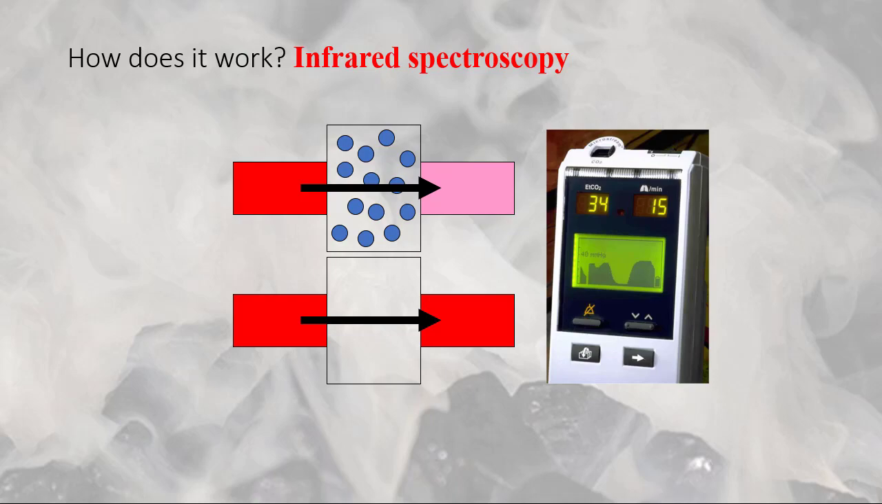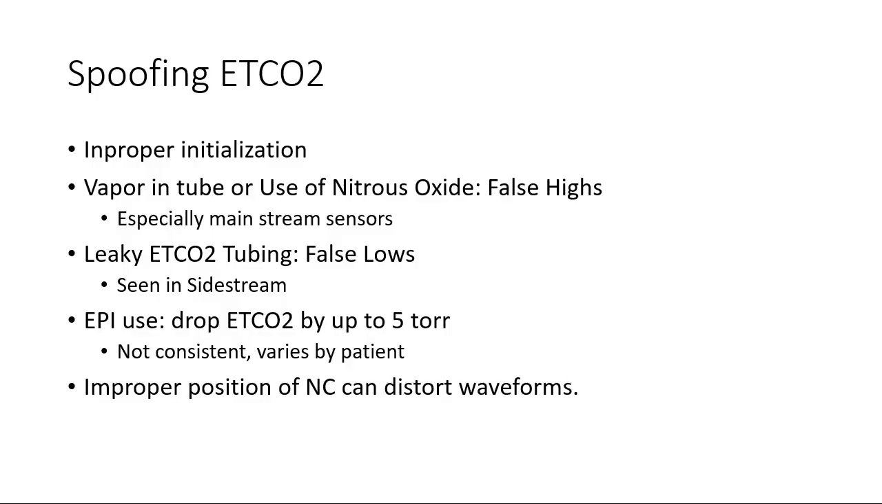So, things that can spoof Sidestream End-Tidal CO2. If you don't have it placed correctly, if you have a lot of vapor or moisture in the tube, or use of nitrous oxide, you can get false highs. I'm not sure exactly the reason why, unless I guess the sensors just confuse it for CO2. We don't use nitrous oxide commonly in the United States, but if you are a service that does, you need to be aware of this. If you have a leaky End-Tidal CO2 tube, you can get false lows because as it's aspirating in CO2, it's also aspirating in atmospheric gas, which will dilute it.